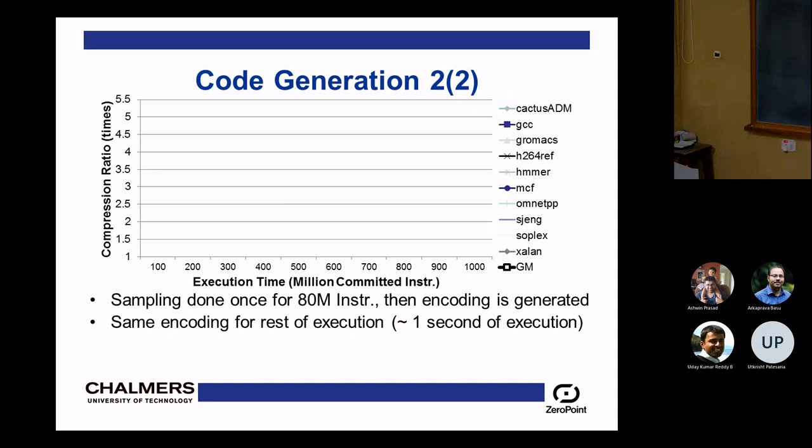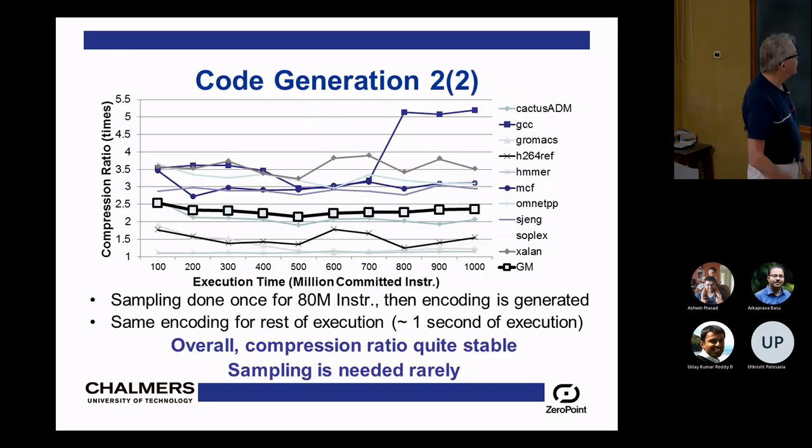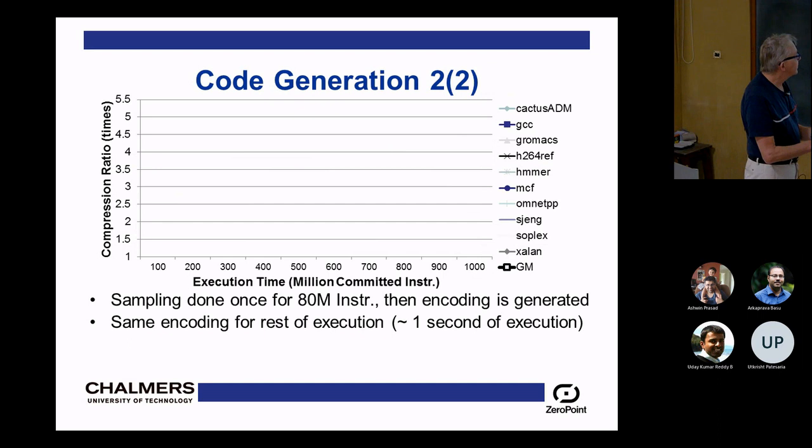I said that we could delegate the code generation to software, and why is that? Well, one question is, of course, how will compressibility change when we run these programs? So we did an experiment where we warmed up the cache, created the encodings, and then let the program run with that encoding and looked at different points at what the compression ratio is. So if we take just one example here, this is cactusADM.